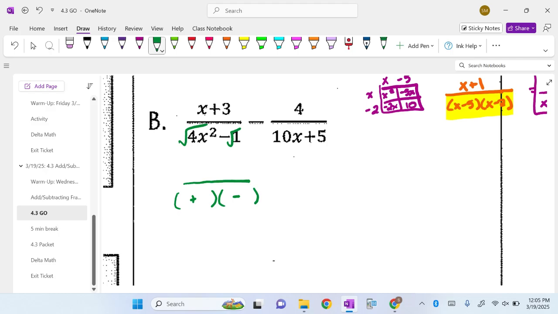So what's the square root of 4x squared? 2x, so that's what goes first. Square root of 1, 1. And then we still got the x plus 3 on top, minus 4 all over. What's the only thing I can factor out of 10x plus 5? A GCF of 5. So I'm going to take a 5 and then leave me with 2x plus 1.